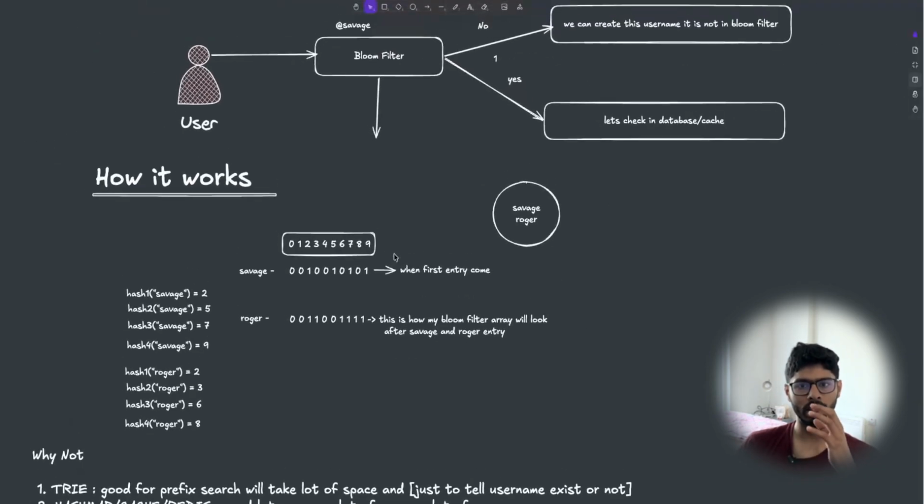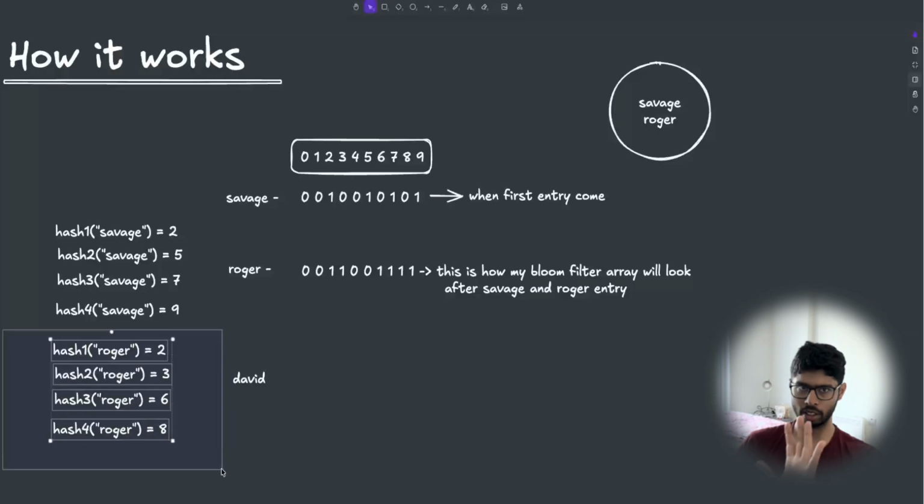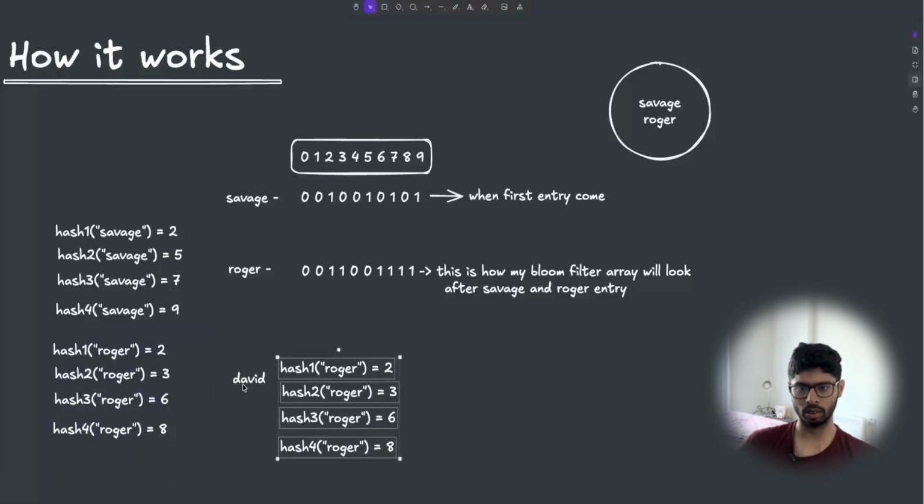Okay, now let's take an example where a new person comes, let's say David. David wants to check whether this particular entry exists in the database or not. David wants to create a username, so David is the username and wants to create an entry in the database. Let's see whether that person can create it or not. First of all, we have to pass David into the hash function. Let's say David is getting 1, 3, 4, 5, and 8. So this is what David is getting.